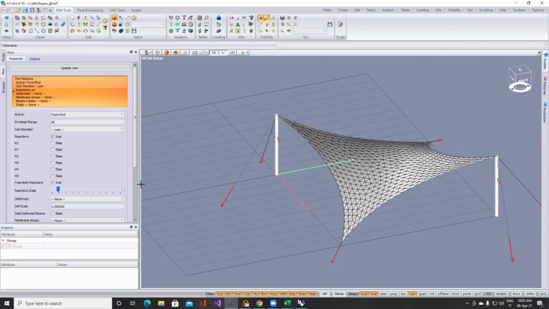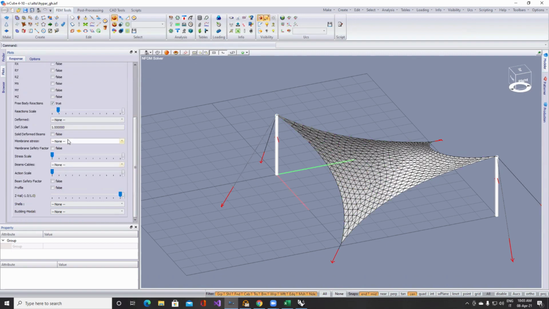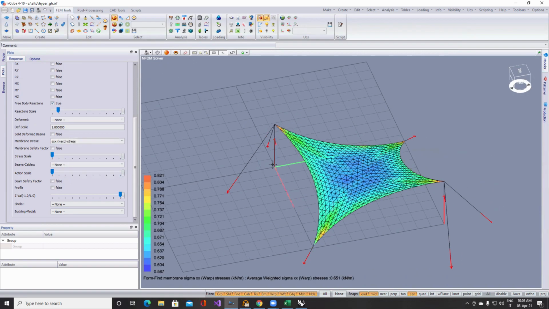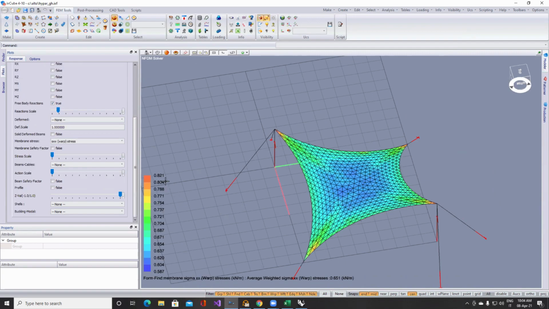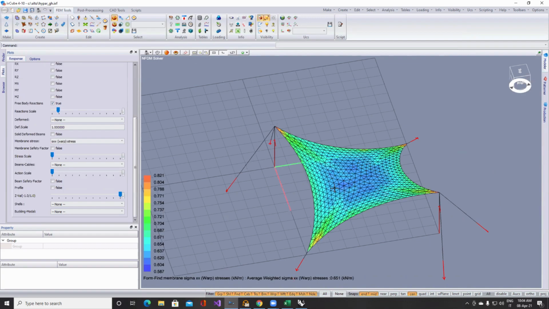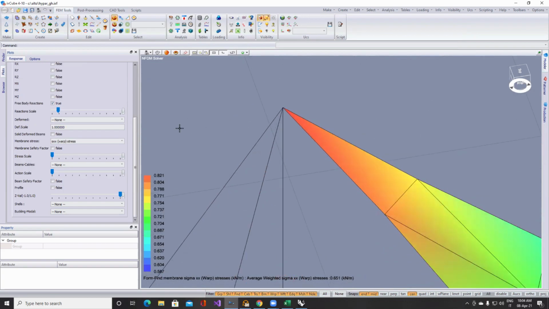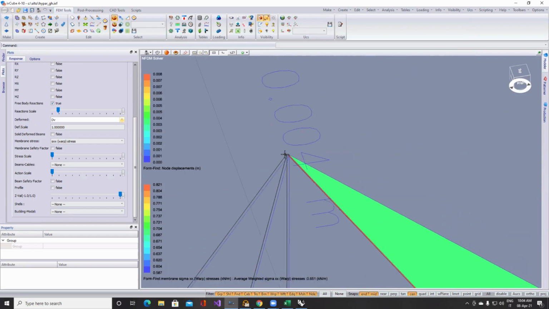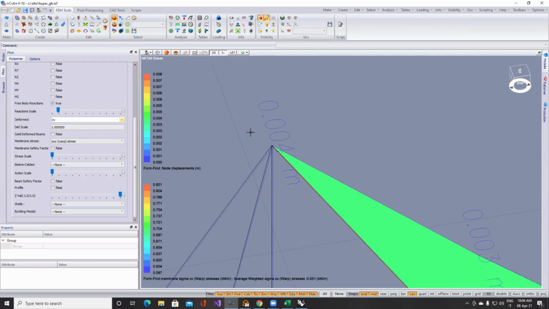If we look at the membrane stress, we see that we have 0.8 and 0.5. Why do we have a different value from the initial 1 kilonewton per meter? We have an initial deformation of these poles. If we look at the deformed shape, we see that this pole has moved 4 millimeters.